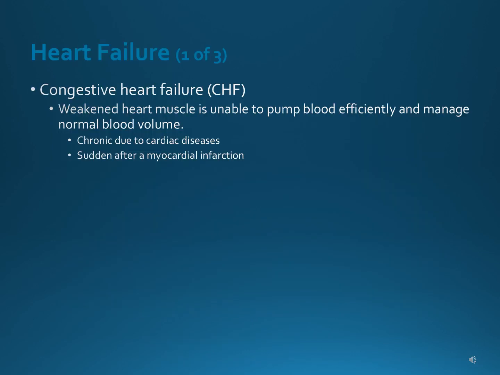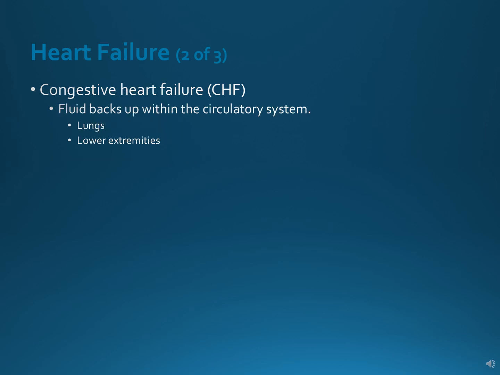The next one we're going to talk about is congestive heart failure, or CHF. A weakened heart muscle is unable to pump blood efficiently and manage normal blood volume. It's chronic due to cardiac diseases, and it can be sudden after myocardial infarction. With congestive heart failure, fluid backs up within the circulatory system, causing issues for the lungs and lower extremities.